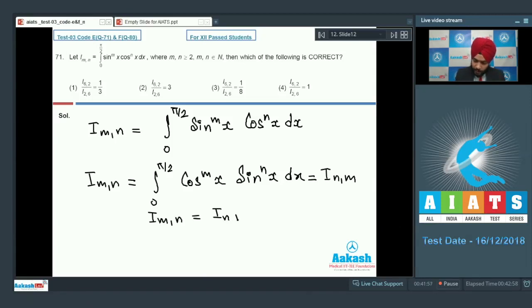So, they are just like brothers. There is no difference if they are interchanged. They are just like twins. So, according to the options, I can say that I62 is equal to I26, which means that option number 4 satisfies. Okay, very smart question, and we have solved it very smartly. Let us move on to question number 72.